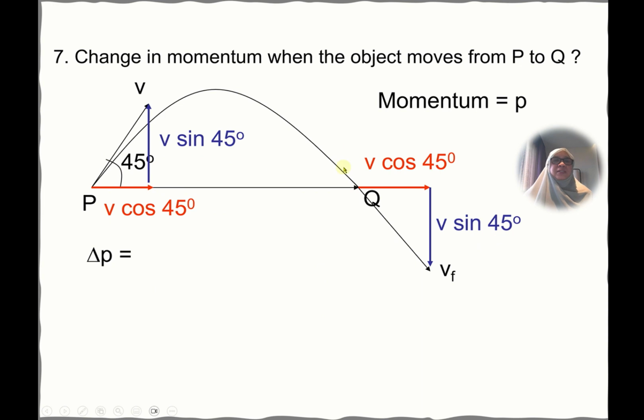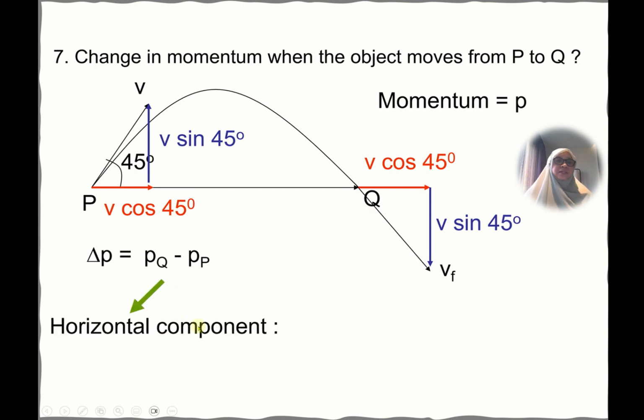Because the projectile curve is symmetrical, the change in momentum, this symbol is for change in, will be final momentum minus initial momentum. Final momentum is P at Q minus P at P. So we choose the horizontal component.